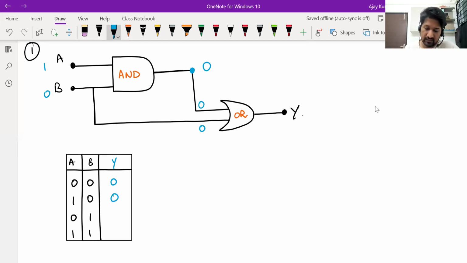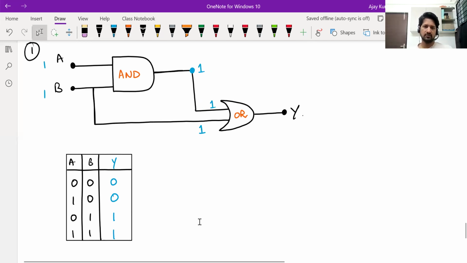Next, A is 0 and B is 1. If A is 0, B is 1, the AND output will be 0 itself. So that upper signal will be 0 only. The second signal to the OR gate is 1. 0 or 1, the output is 1. Next, A is 1 and B is 1. If A is 1, B is 1, the AND gate output will be 1. That will be given as one of the inputs. The other input is also 1. 1, 1, OR value is 1. Okay, so this is the truth table of this circuit.